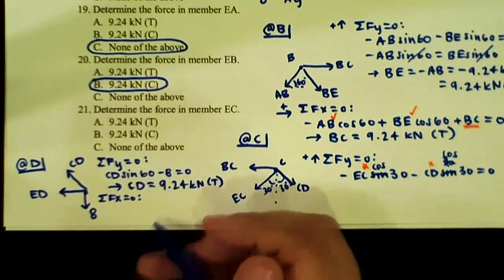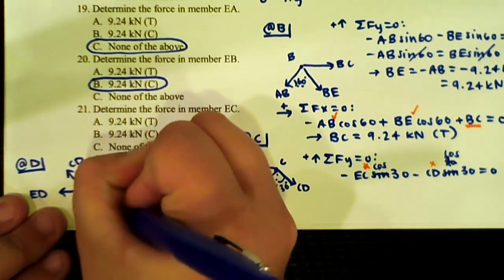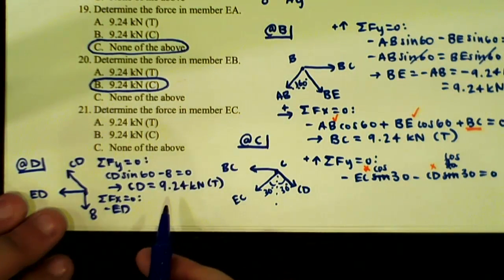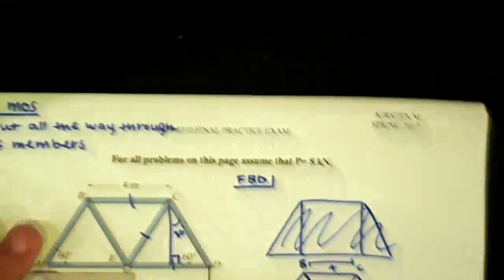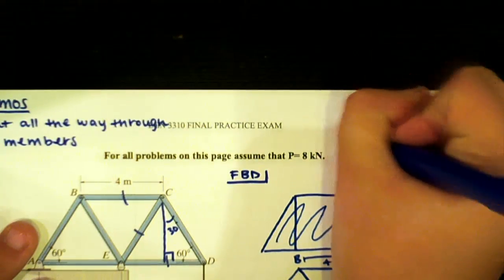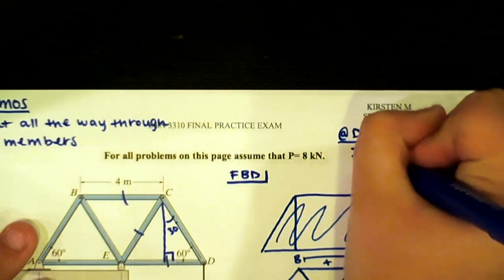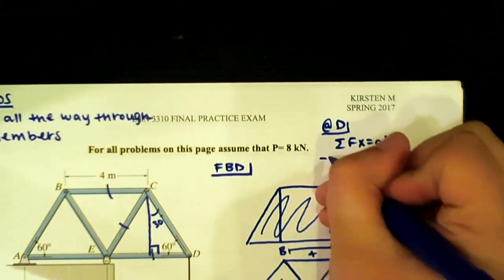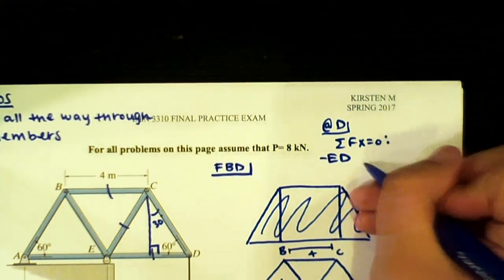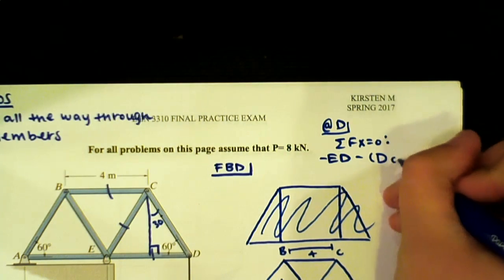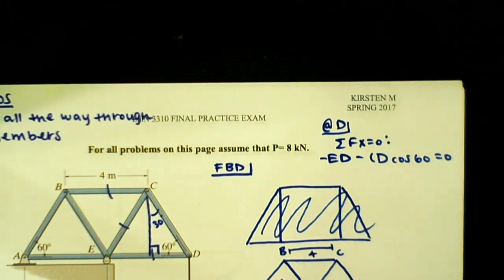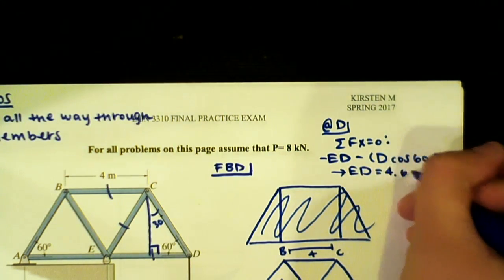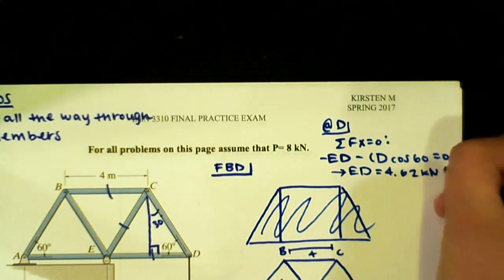So doing sum of forces in the x at D, you have negative ED. Can you still read that, or is it hard to read it? I'll write at the top. So you have at D sum of the forces at x, just so you might be able to read it better. We have negative ED minus CD cosine 60 equal to 0. So you found that ED is equal to 4.62 kilonewtons in compression.